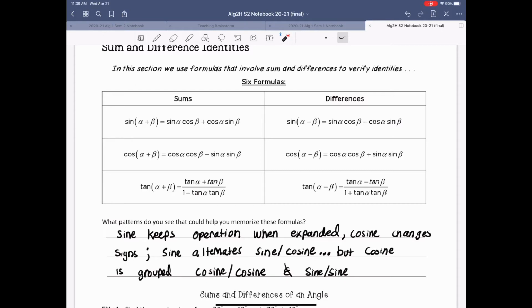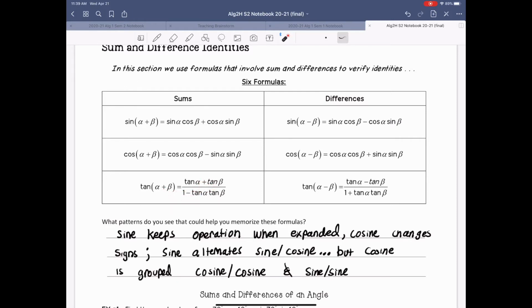Now, when it comes to tangent, you just got to remember the tangent formula, a little bit more complicated, especially because we have several different signs happening. So obviously, if I have the sum of two angle measures and I'm taking the tangent of that, the numerator is just going to be tangent of alpha plus tangent of beta, but the denominator is 1 minus the tangent of alpha, tangent of beta. So just remember, if I'm taking the sum of two angle measures, when I expand the tangent, the same operation is going to remain in the numerator, but then the opposite operation happens in the denominator.